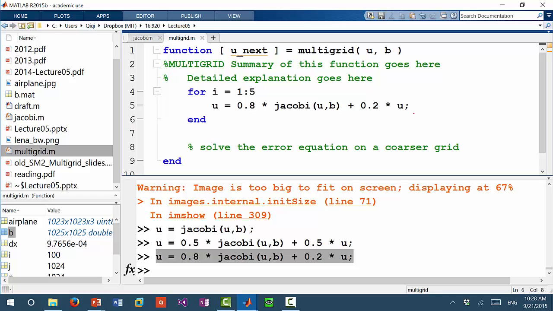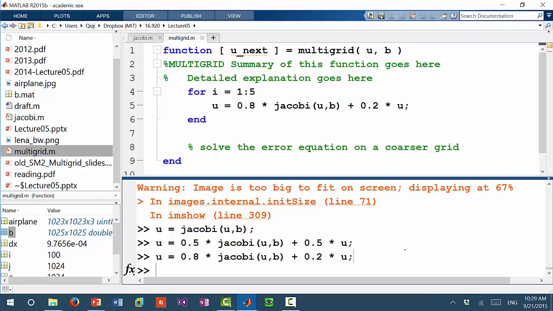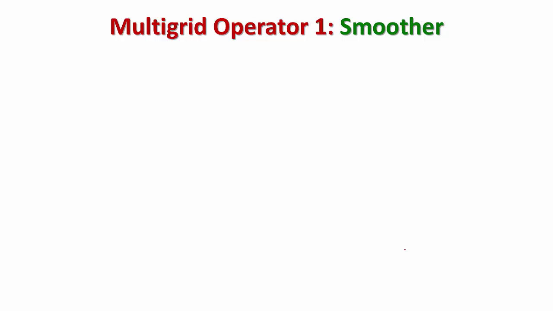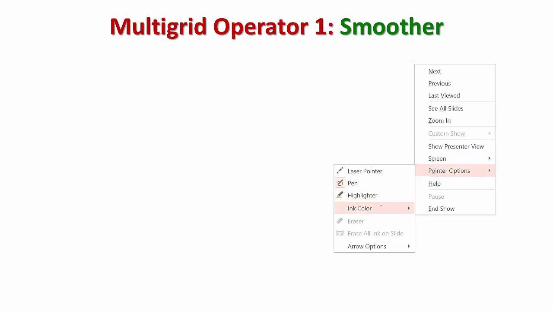So now we have constructed the first part of multigrid, which is doing 5 under-relaxed Jacobi iterations. The next is to derive the error equation. Okay, the error equation is this. Let me use a brighter color. The error equation.